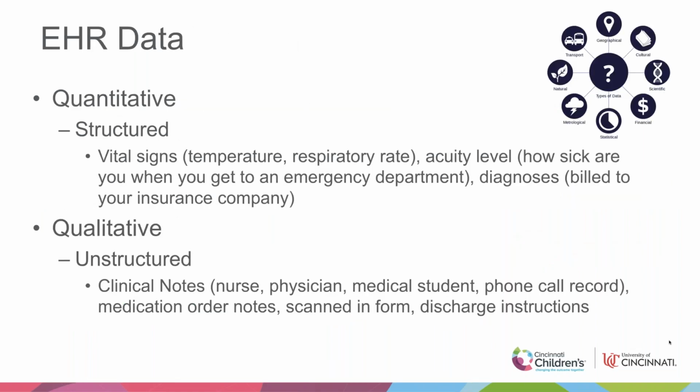So there's two main types of data in the EHR, and the first one of those is quantitative data. And these are structured data. So things like vital signs. So when you go in and you have your temperature taken and your blood pressure taken, these are stored in your EHR. These are structured. Another is your acuity level. So when you visit an emergency department, you typically get a score of 1 to 5 about basically how sick you are when you walk through the door. 1 being the sickest, 5 being the least sick.